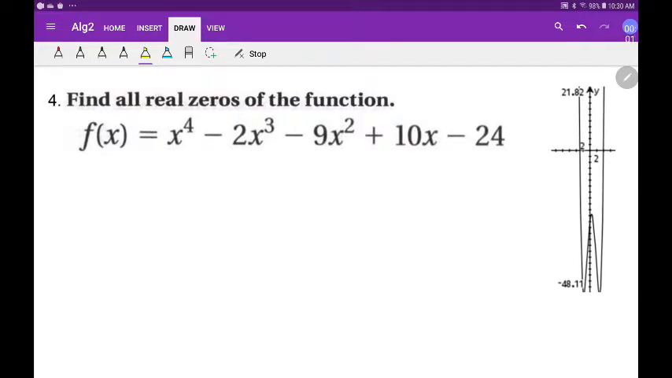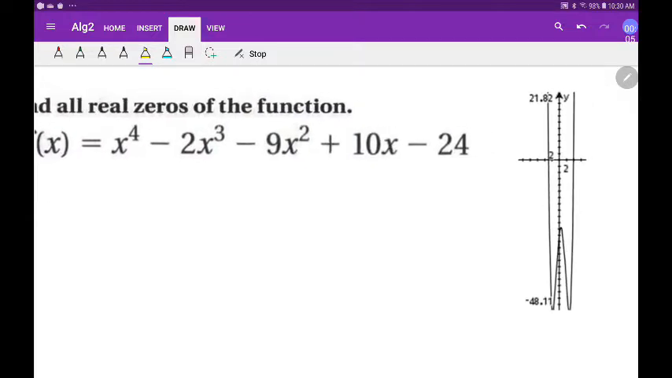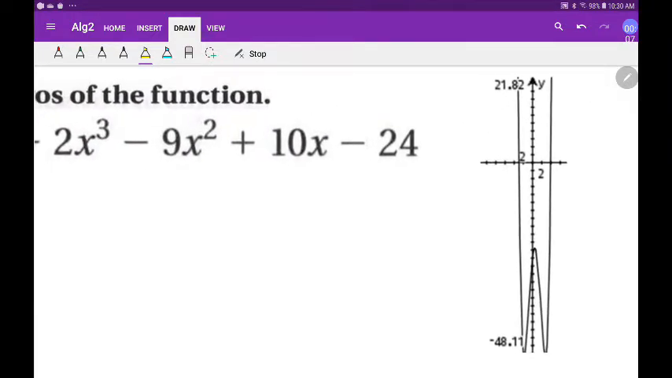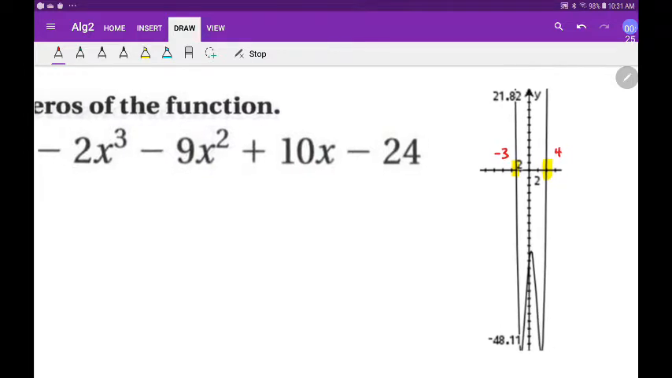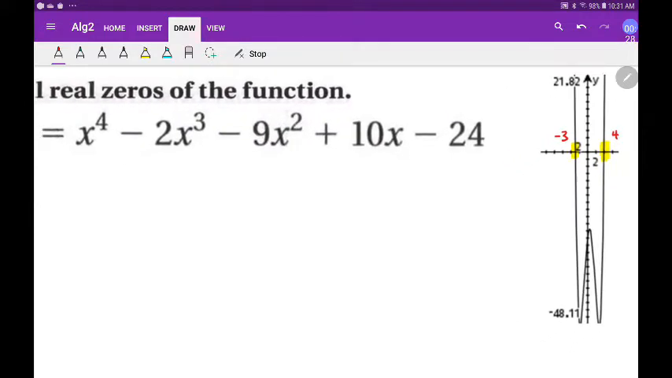Find all the real zeros of the function. And so let's see here. We look over here at this little sketch of a graph. It kind of looks like 4 to me right there. And that looks pretty close to -3. So I'm going to keep my eye on -3 and 4 as possibilities. You can see those are the only places where the graph crosses the x-axis.